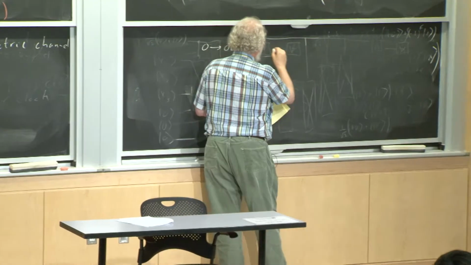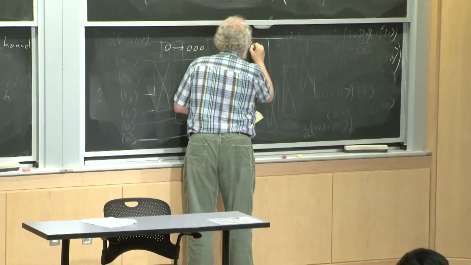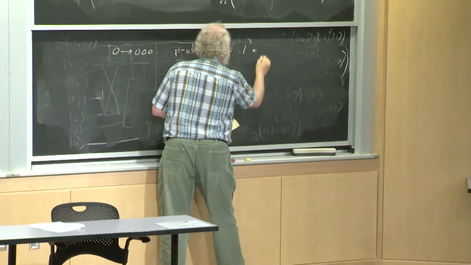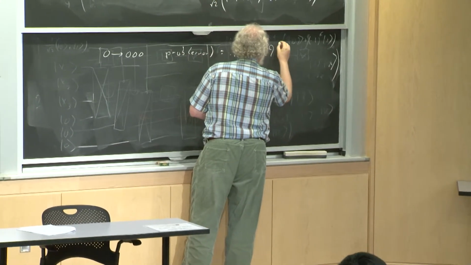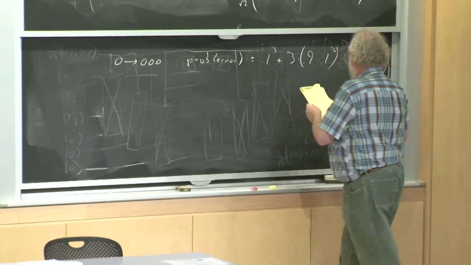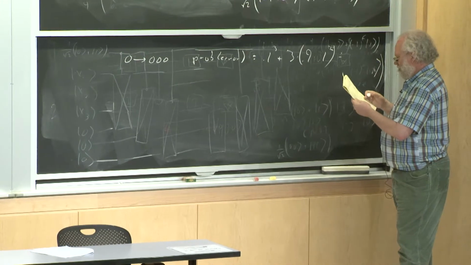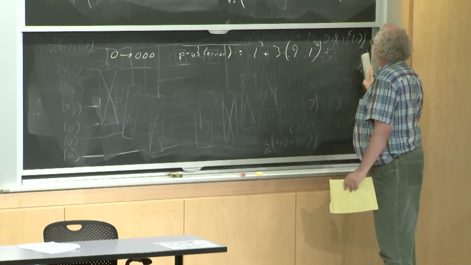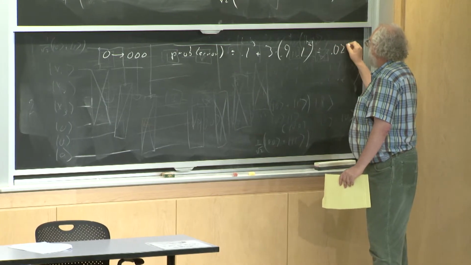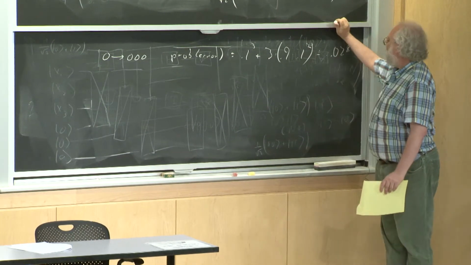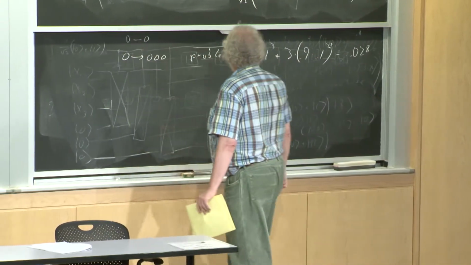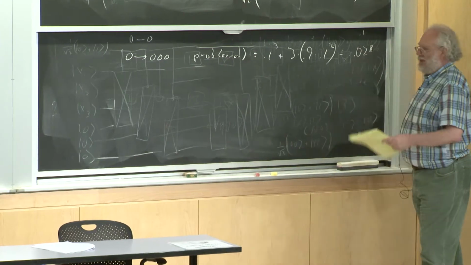Well, the probability of error is equal to 0.1 cubed plus 3 times 0.9 times 0.1 squared, which is 0.028. So that's better than 0.1, which is not encoding it at all, but maybe it's still not that good.